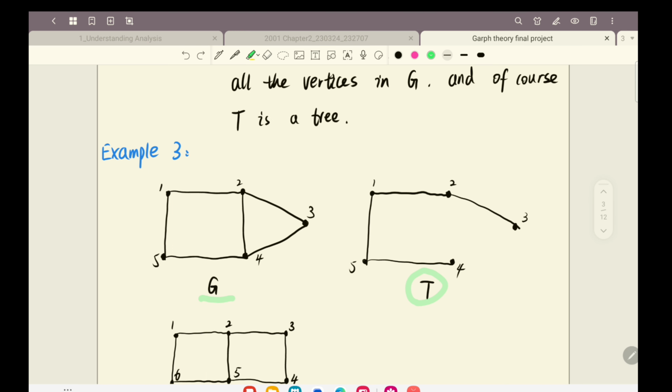But in G, there are multiple spanning trees in this graph. We can also draw it this way: 1, 5, 5, 4, 2, 4, 2, 3. It's also a spanning tree. It contains all the vertices and no cycle. There are multiple ways to draw it.